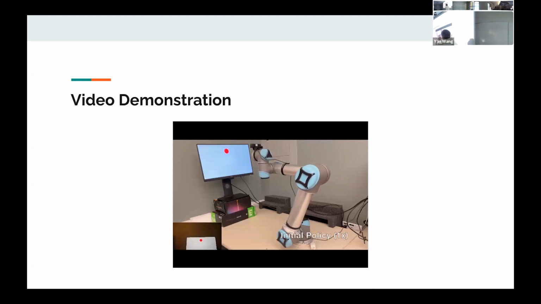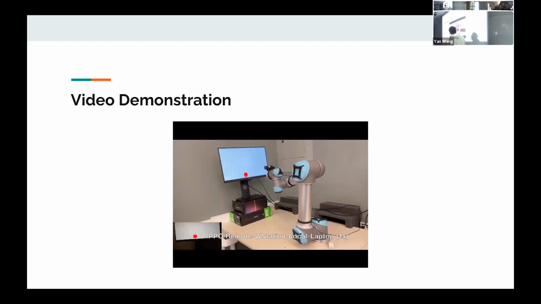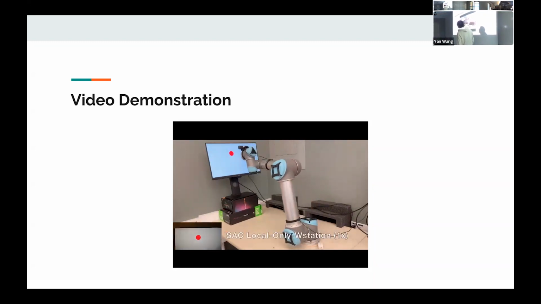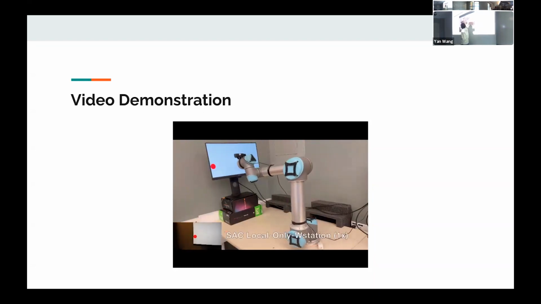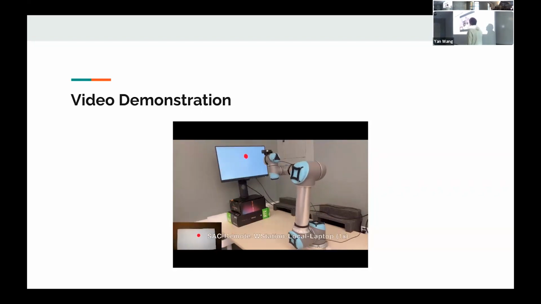And this is a demonstration of our UFM task. You can see that this is the stack behavior. You can see it tries to move the camera to the target, and this is the camera view here.